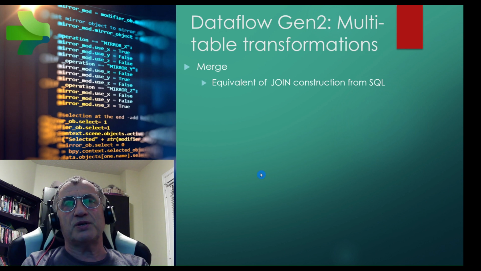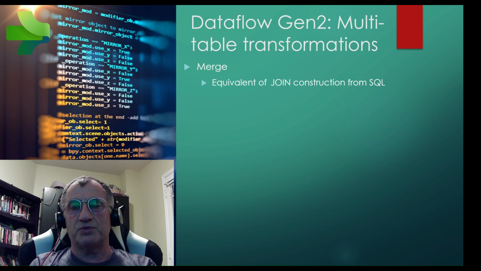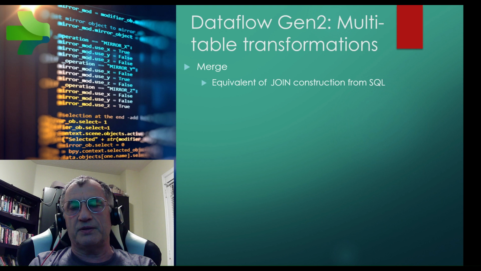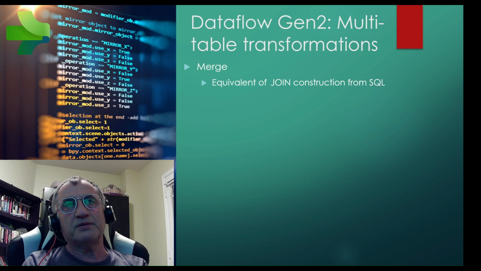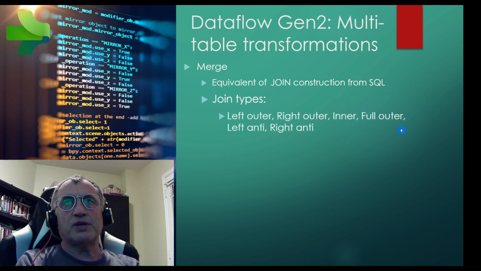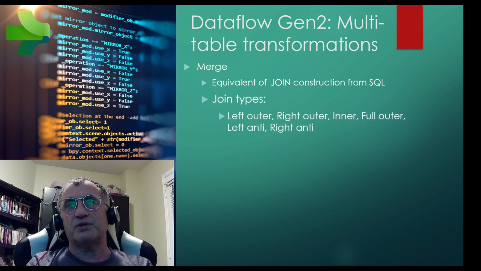The merge transformation is similar to the join construction from SQL. The people who know SQL will remember that in SQL you have to designate one table as the left table and the second table as the right table, and then you have to decide on a link column between these two tables from each side. The merge transformation works in a similar way. In addition to that, you have to decide on join types.